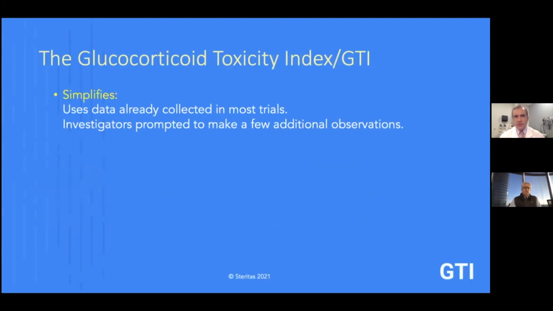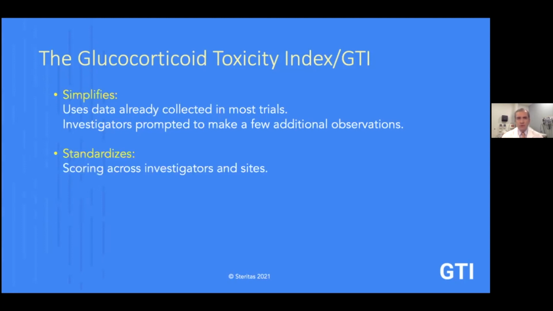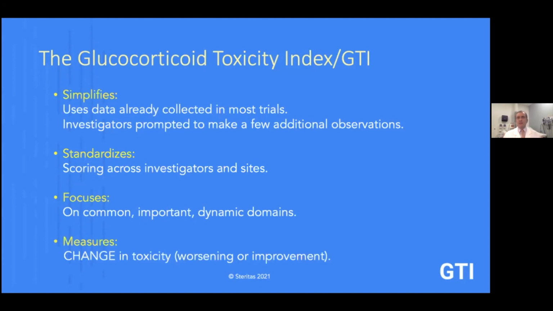I just want to sum up here. The GTI simplifies. It uses data that are already being collected in most trials, and investigators are prompted to make a few additional observations that are important to assessing steroid toxicity. The GTI standardizes scoring across investigators and sites. It focuses on common, important, dynamic domains of steroid toxicity, and it measures change in steroid toxicity, allowing for the possibility that steroid toxicity may improve as well as worsen.